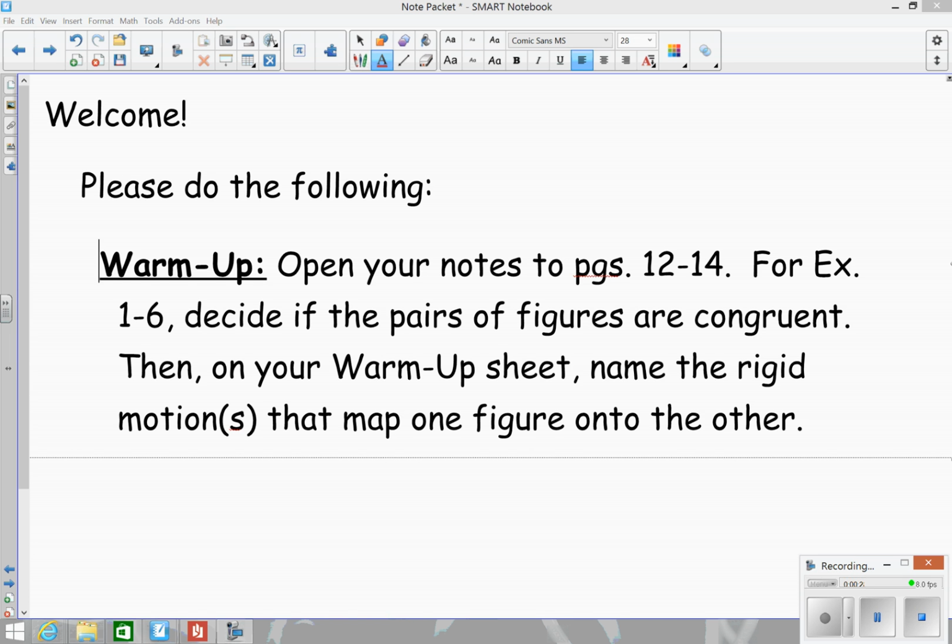So our goal today is going to be proving that these figures are congruent. So the first step that you guys really need to do is be able to identify are they congruent and by which rigid motions make them congruent. So go ahead and do that. Go ahead and pause the video, give yourself like 5 to 10 minutes to do that. Make sure you record your answers on your warm-up sheet because I'll be checking those. And then we will complete the notes together. So go ahead and pause the video right now to do that.